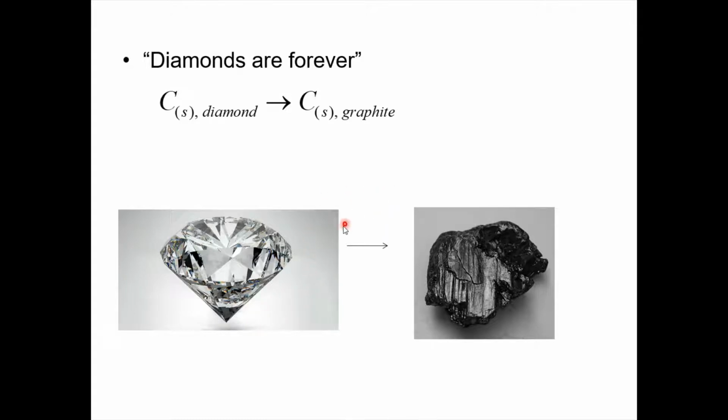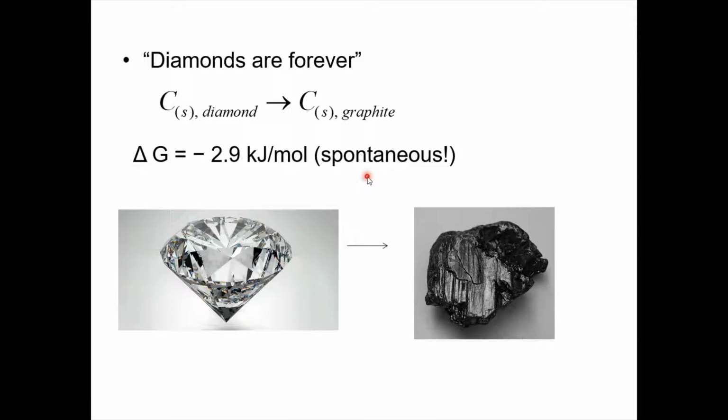But it turns out that if you were to look up the free energies of formation of diamond and graphite, and calculate a delta G for this reaction, you would find that the delta G is negative 2.9 kilojoules per mole. What does that mean? It means it's spontaneous. Remember delta G, we just learned, if it's negative, then your reaction is spontaneous. It's going to happen on its own.